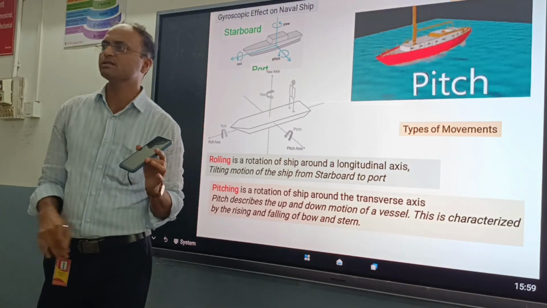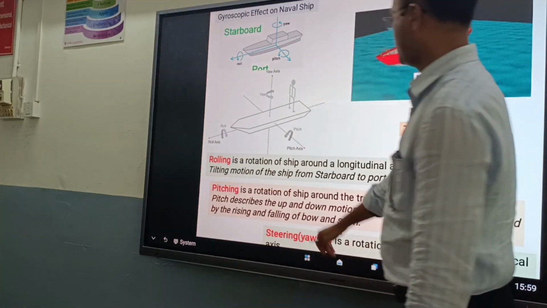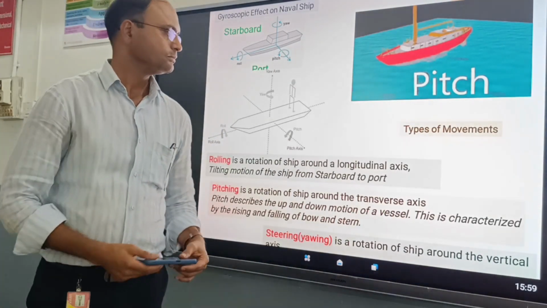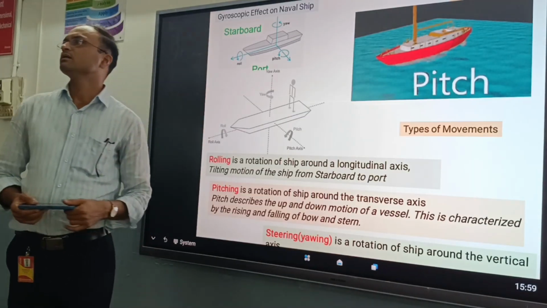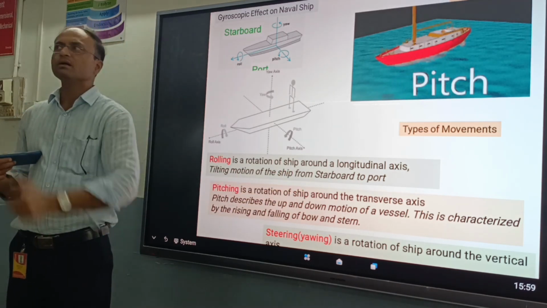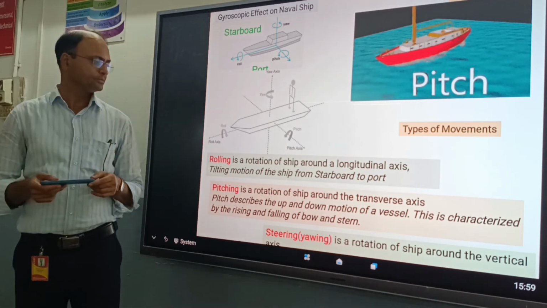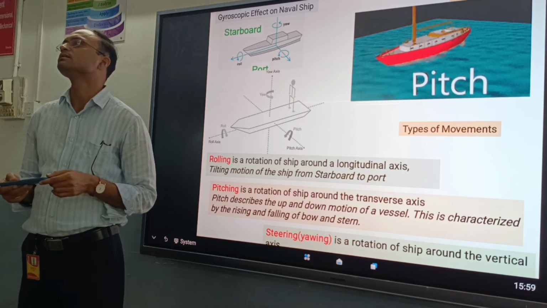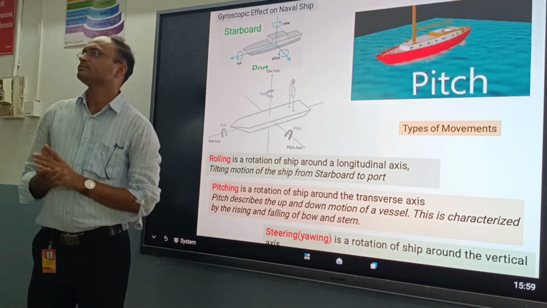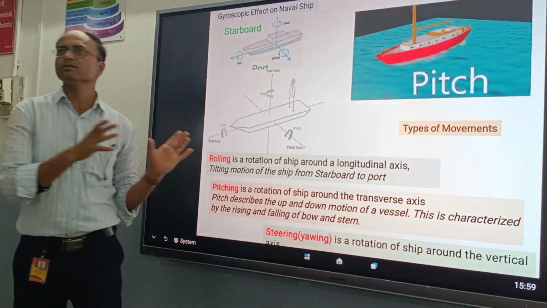So right now the third motion is yawing. Sailing and yawing. So it is about the vertical axis, rotation of the ship around the vertical axis. Okay, so these are the three motions in case of a ship.